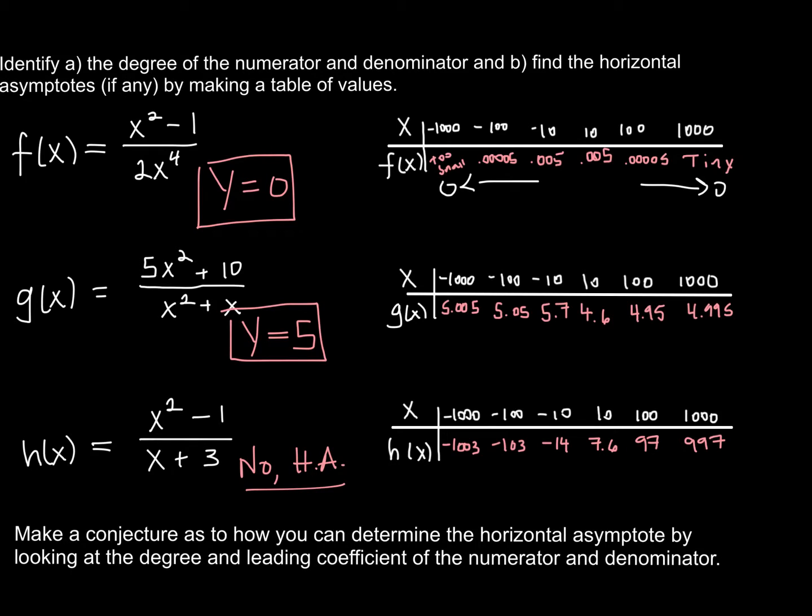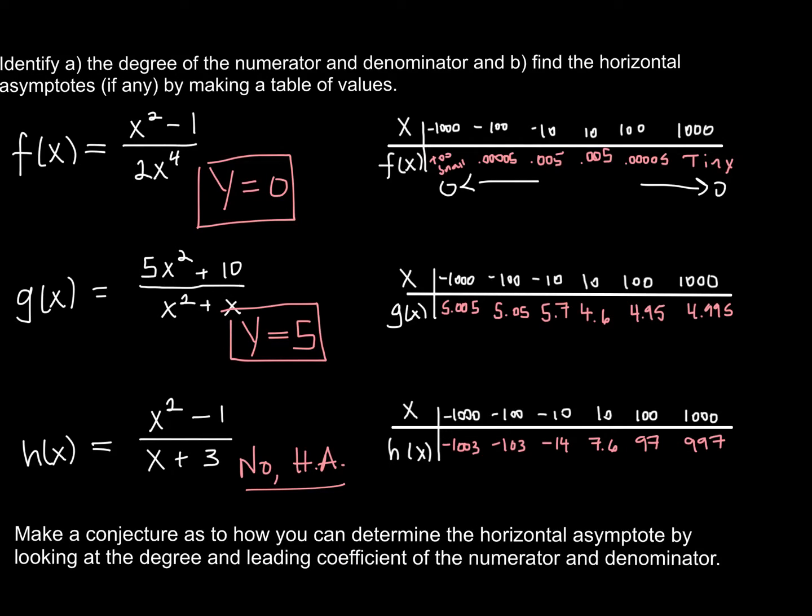Okay, that's great, but I don't want to make these tables every time I need to figure out the horizontal asymptote. So let's think about why this function ended up with a horizontal asymptote of y equals 0? Why did this function have a horizontal asymptote of y equals 5? And why did this function have no horizontal asymptote? To do this, we're going to look at the degree and leading coefficient of the numerator and denominator.